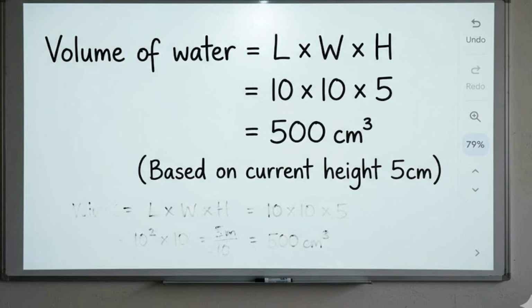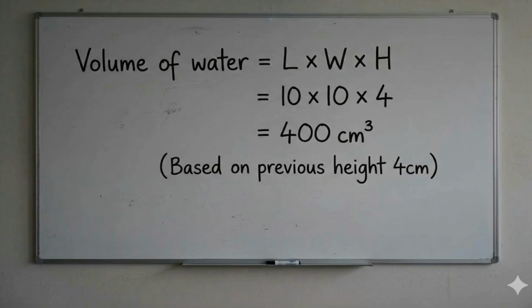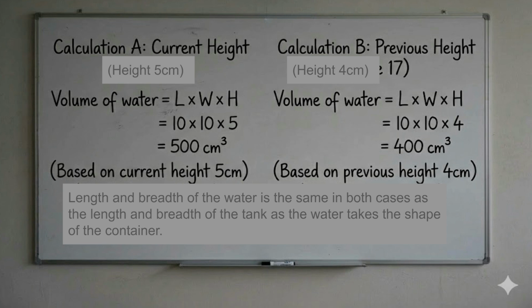The volume of water based on the current height of 5 centimeters is calculated as 10 times 10 times 5, which equals 500 cubic cm. The volume of water based on the previous height of 4 centimeters is calculated as 10 times 10 times 4, which equals 400 cubic cm. Let's find the volume of the metallic cubes. The new volume minus the old volume is 500 cubic cm minus 400 cubic cm, which equals 100 cubic cm.